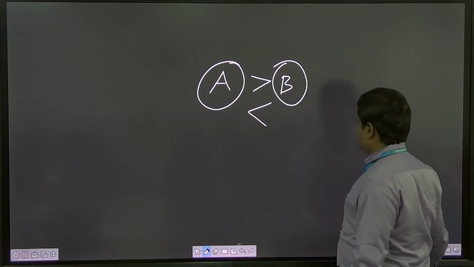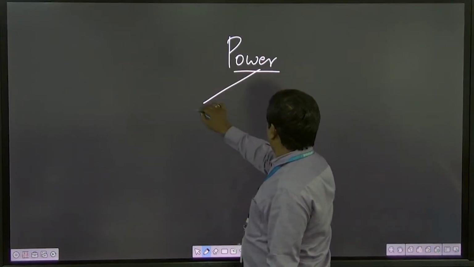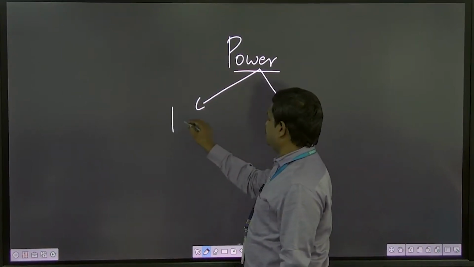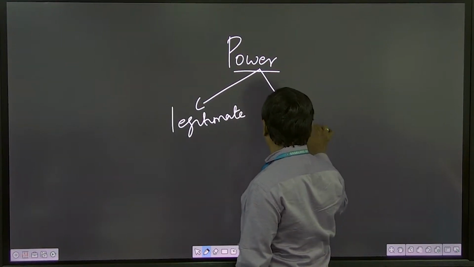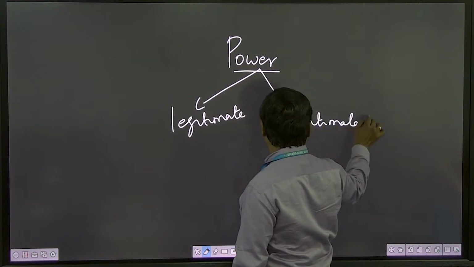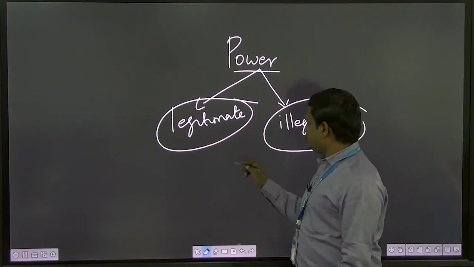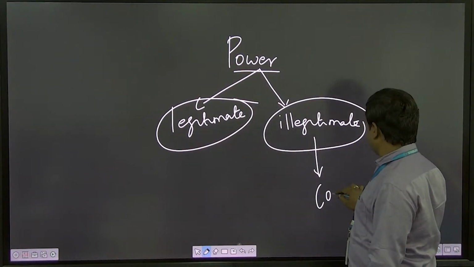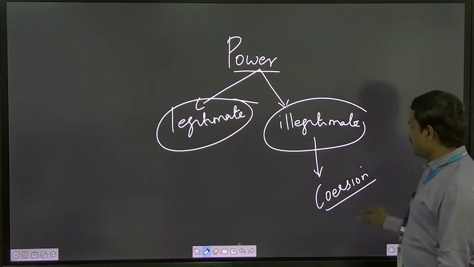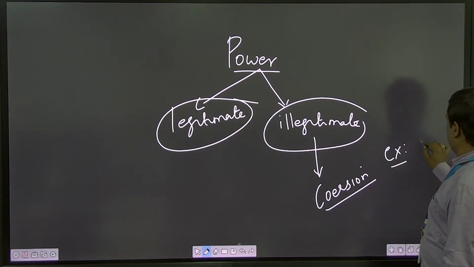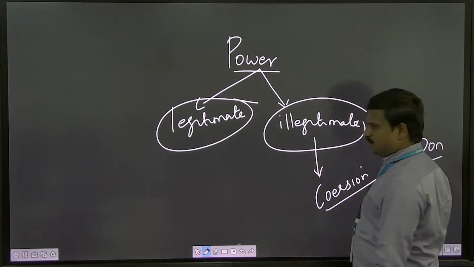Power is of two types. It can be legitimate power. It can be illegitimate power also. Illegitimate power means a power which comes because of coercion, force. Example, a don. You listen to what the don says.